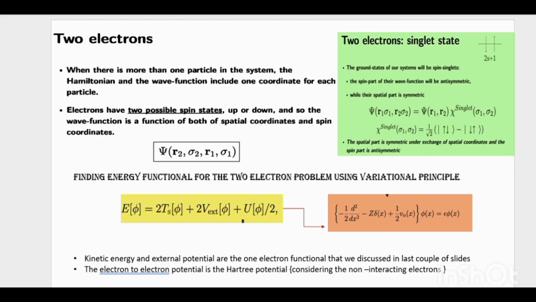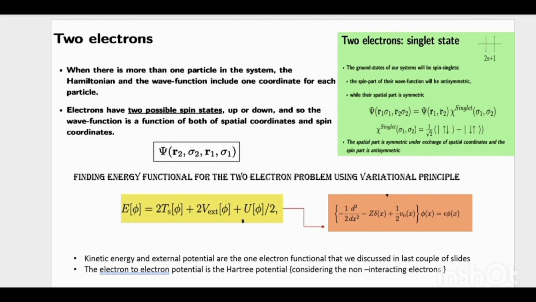Finding the energy functional. Now we have to find the energy functional for the two electrons, and we can easily do this with the variation principle as we discussed. Here the kinetic energy and the potential energy terms are the one electron functionals as we discussed a few minutes ago in the couple of slides.